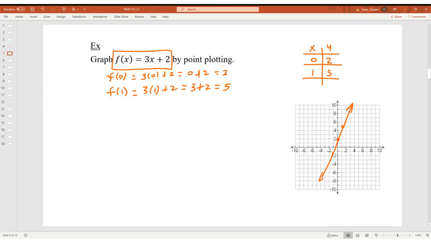Very simple. Graphing a linear function is really simple. All you have to do is find 2 points. You can always use 0 and 1 and plug them into the function. It will give you some values. Connect those values, and that's it. You are done with the graph of the function.